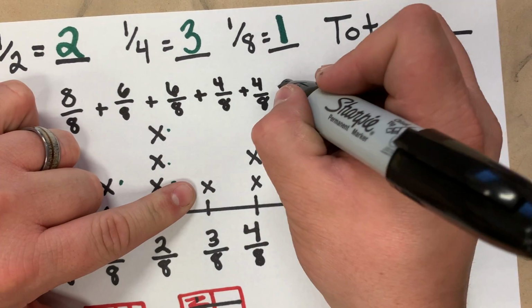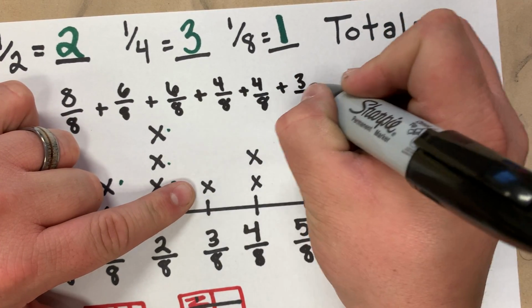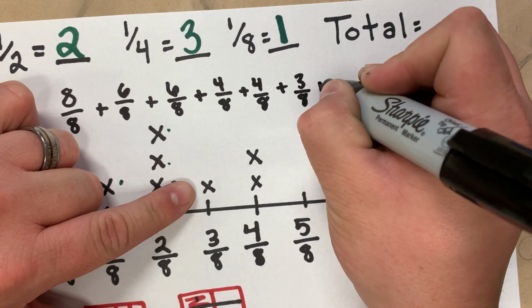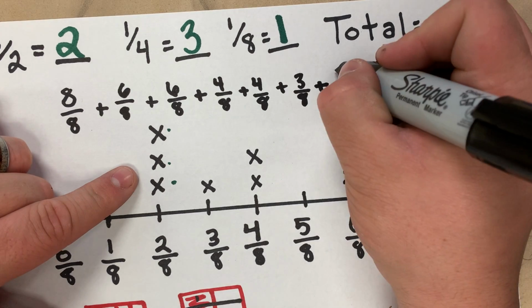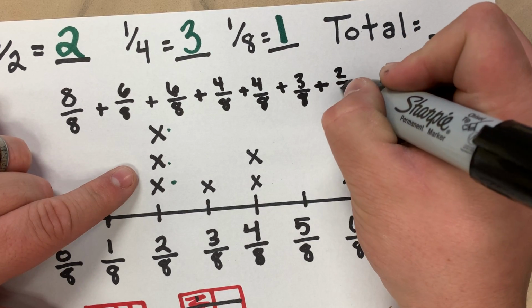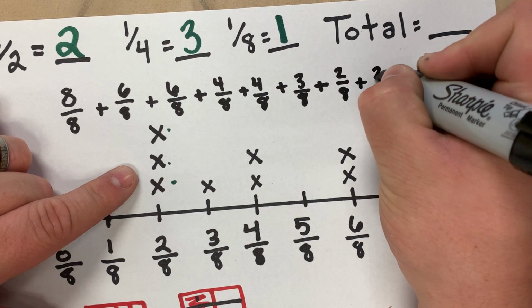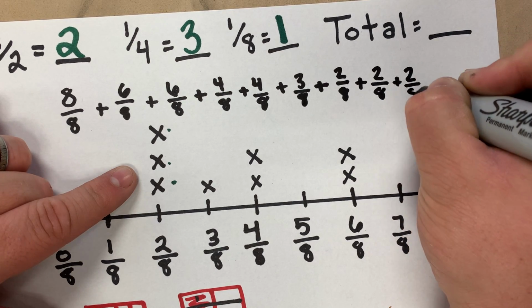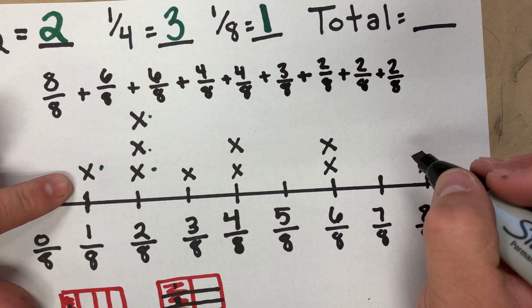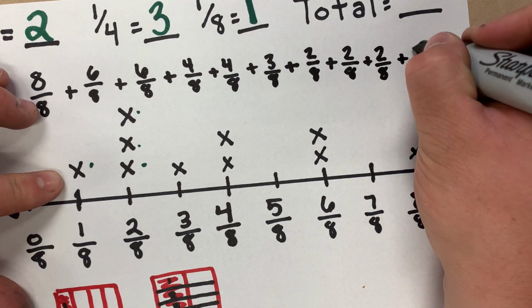Now I only have 1 3/8 object. But I have 3 2/8 objects. So I have to add that 3 times. 2/8 plus 2/8 plus 2/8. And finally, I've got a 1/8 down here that I need to add.